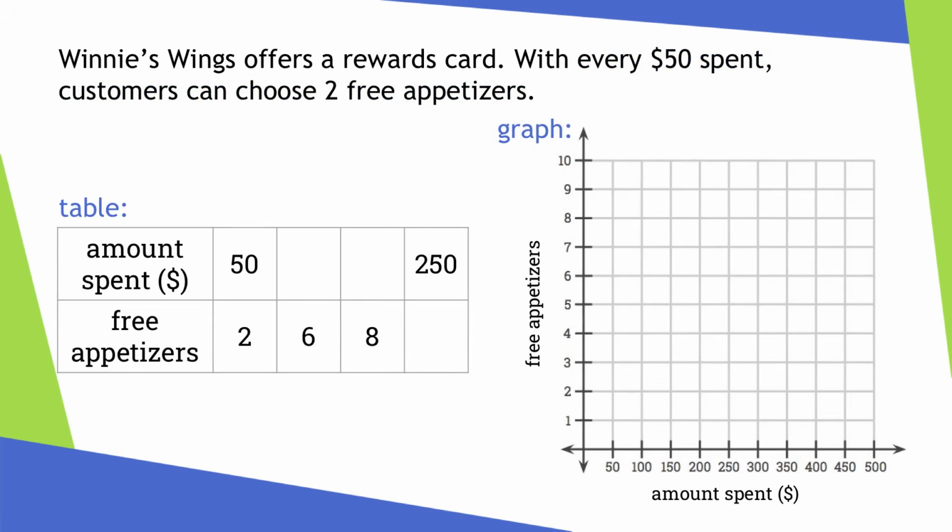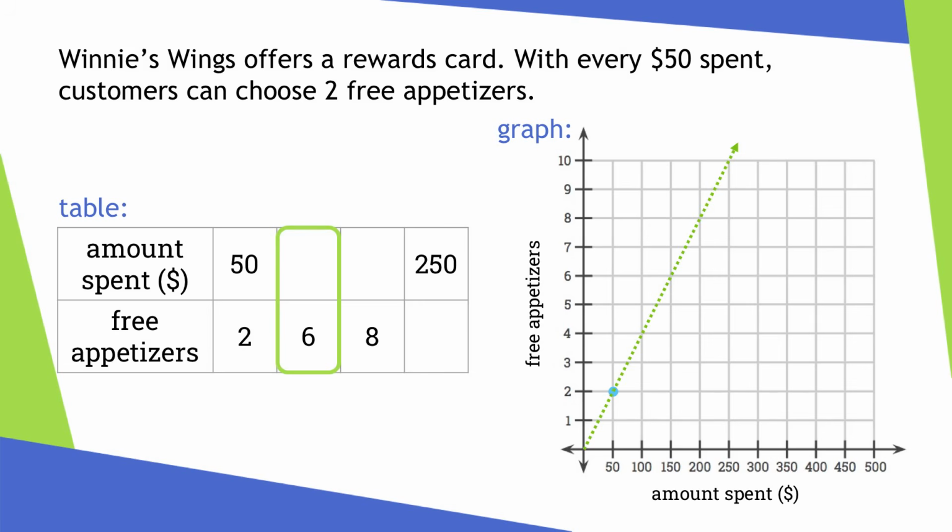As I indicated in the last example, I want to try to start this problem with the graph instead of the table. On the graph, the x-axis is the amount spent in dollars, and on the y-axis is the number of free appetizers earned. We can plot that first point that was given in the problem. We go over to $50 and up to 2 free appetizers. We know that all of the equivalent rates will form on a straight line through this point and the origin.